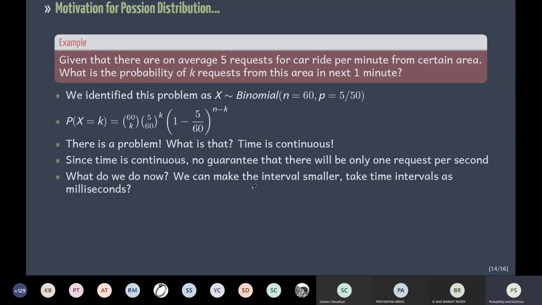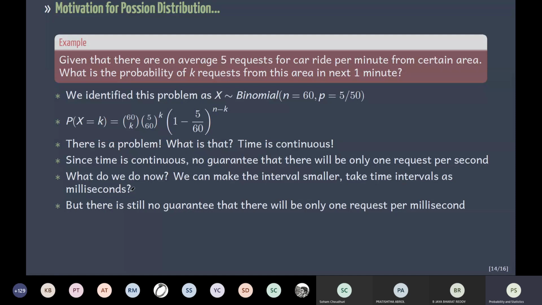What do we do now? We can make the interval smaller. Take time intervals as milliseconds, but still there is no guarantee that there will be only one request per millisecond. What should we do next? Well, here comes the calculus. The calculus comes in the sense that we have to increase the bins. In other words, we have to do the limiting process. We have to take the limits.